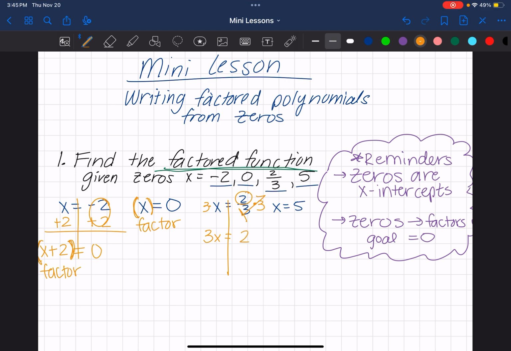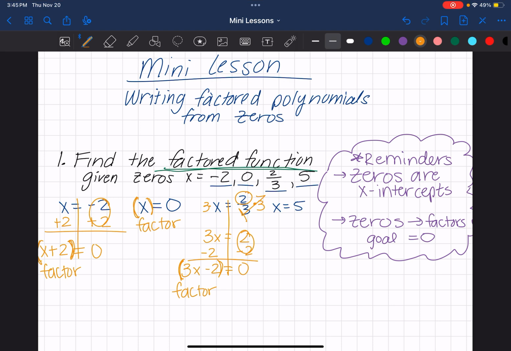Now we still have not reached the goal of equal to 0. We need to move that 2 over. The inverse is to subtract 2. 3x minus 2 does not combine, so we're going to just put them next to each other. And then now 2 minus 2 gives me 0. So we have 3x minus 2 equals 0. We reached our goal. It is equal to 0, which means 3x minus 2 is our factor.